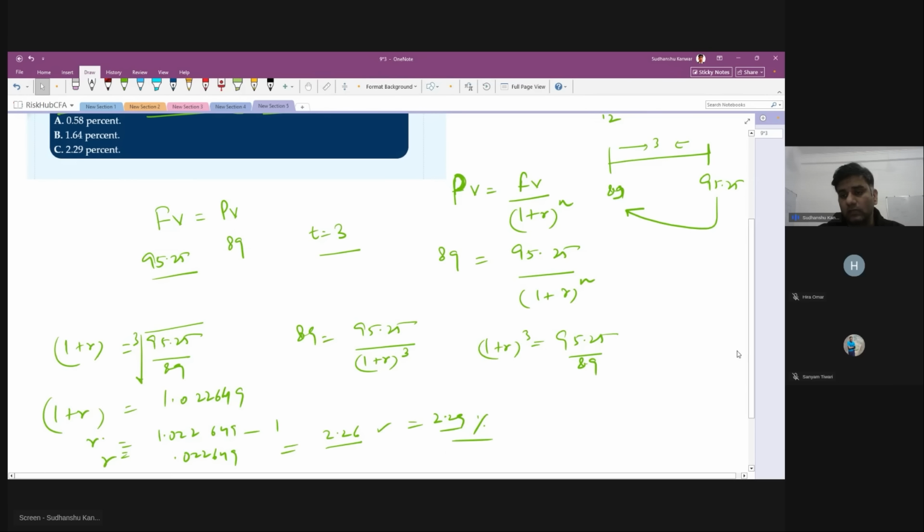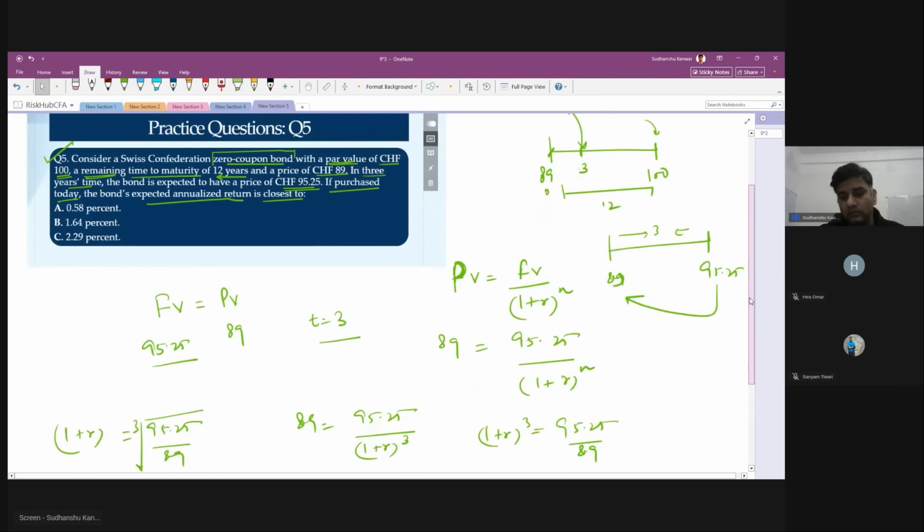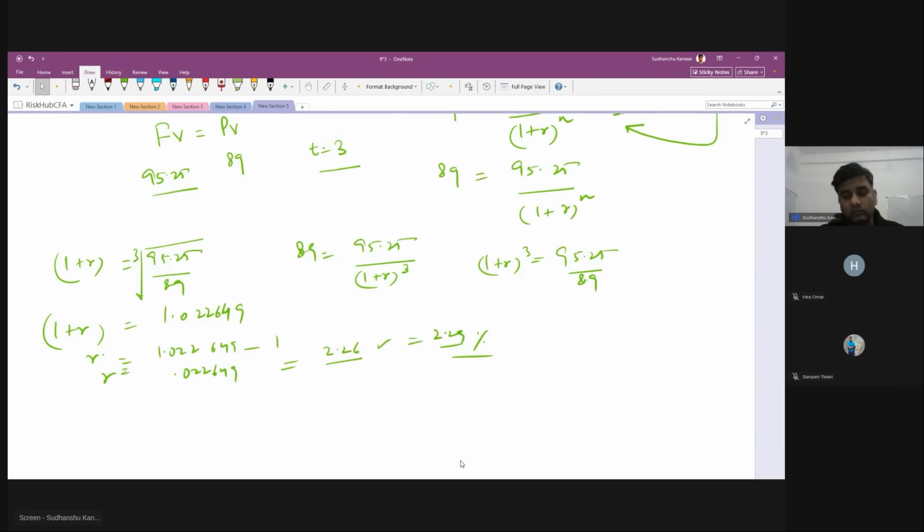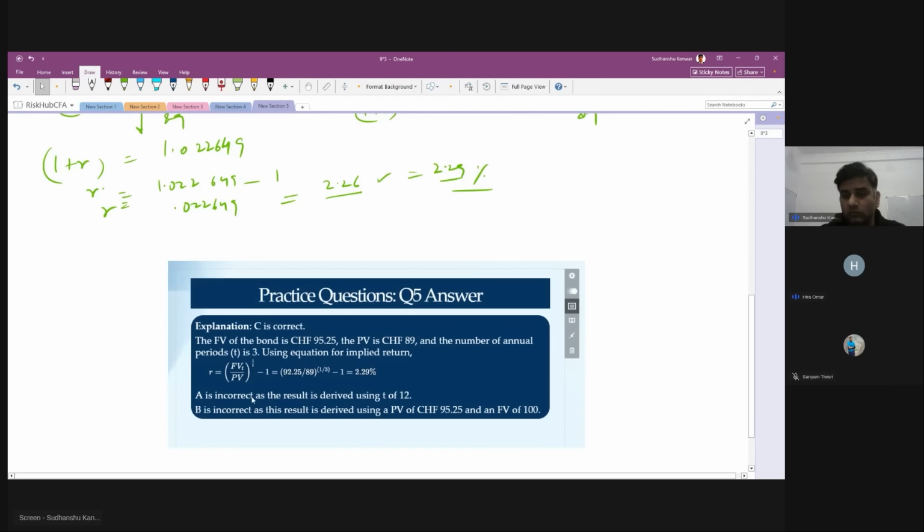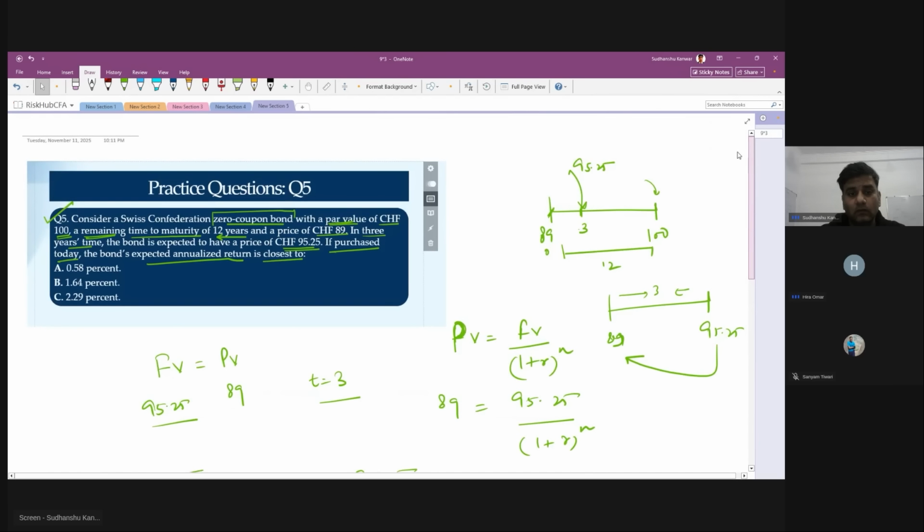Okay, so again, it's a very simple kind of question. I don't think there should be any problem, but yeah, go through it, understand it deeply, right? Very, very important. Again, it's a first principle. The 12-year part is not relevant. It's just to confuse you, right? So is this 2.29 the YTM?